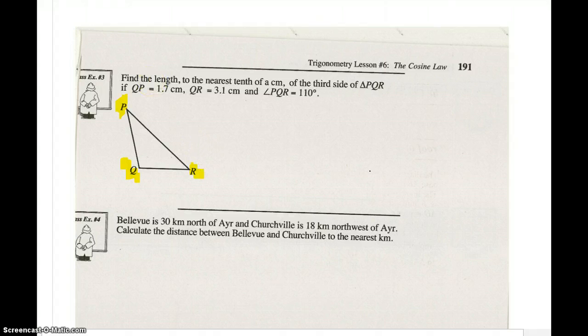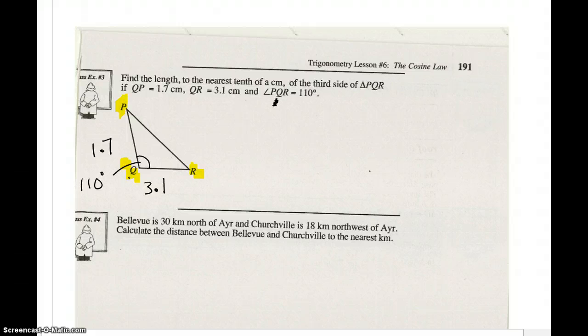We know what QP is. QP is 1.7. We've got QR, which is 3.1. Notice that the angle is given. Remember, it's always the letter in the middle of the 3. That tells me which angle I'm looking at. So I'm looking at angle Q. It is right here, and it's 110 degrees.